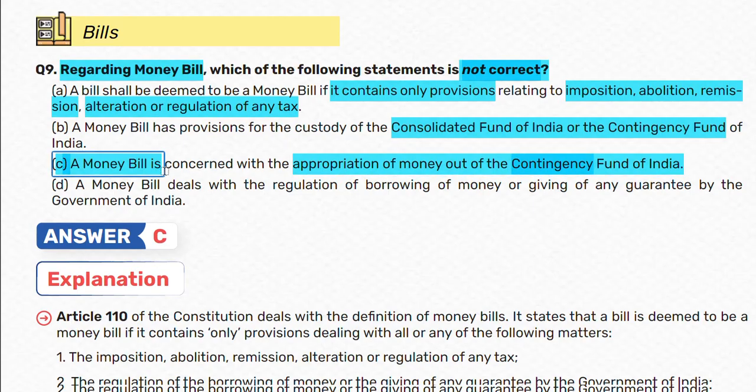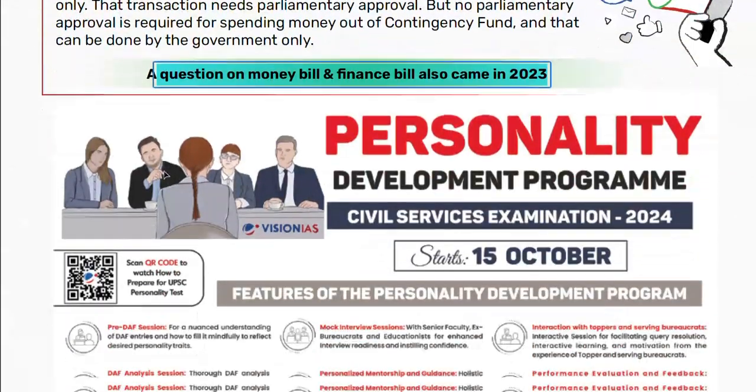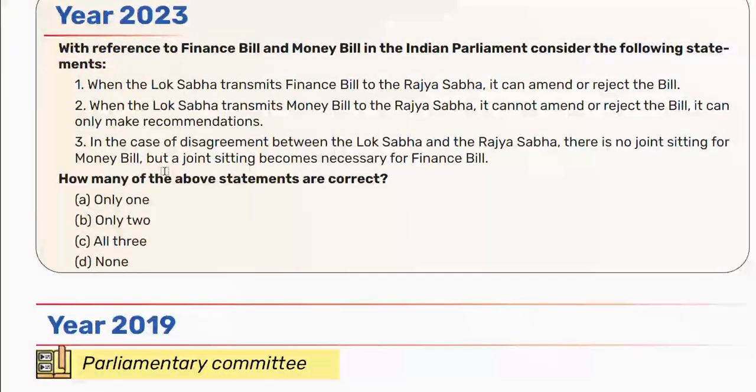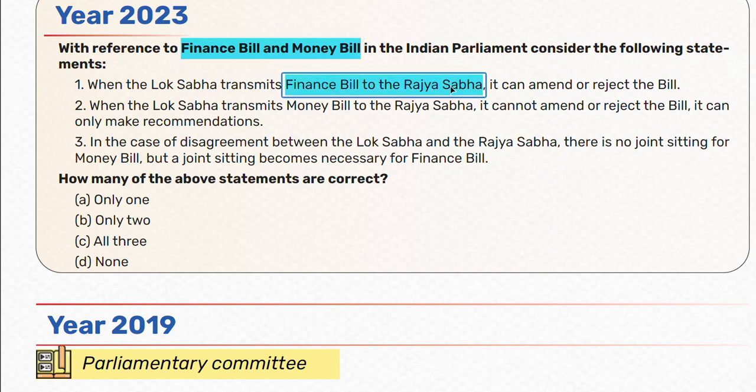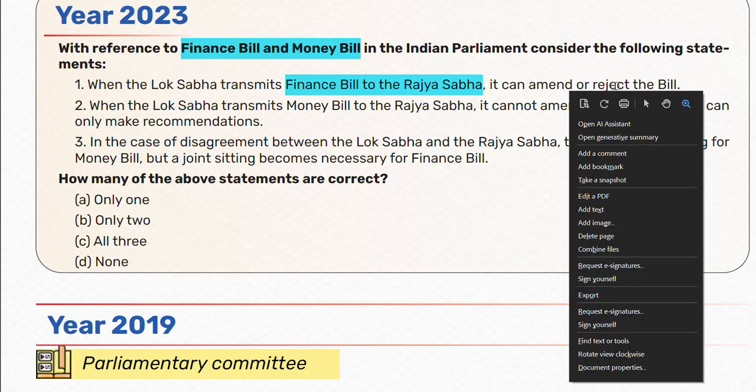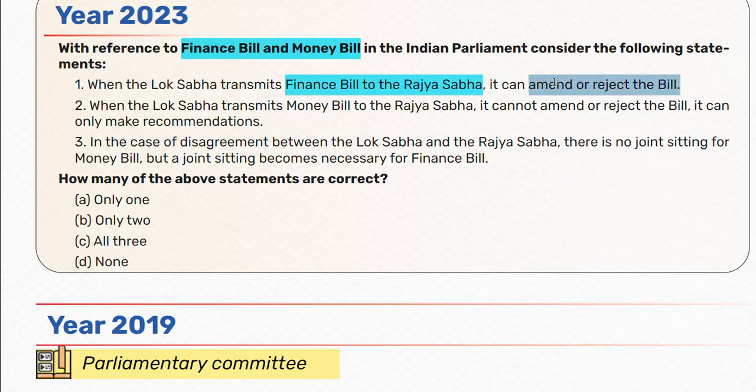Now let us see the next question. Again, 2023, with reference to finance bill and money bill in the Indian Constitution, consider the following statements. When the Lok Sabha transmits a finance bill to the Rajya Sabha, it can amend or reject the bill. So finance bill, yes, that is true. When the Lok Sabha transmits a money bill to the Rajya Sabha, it cannot amend or reject the bill. It can only make recommendations.